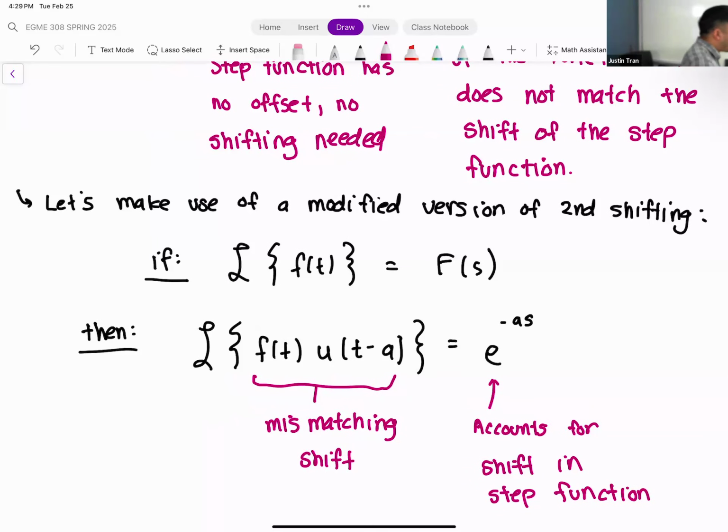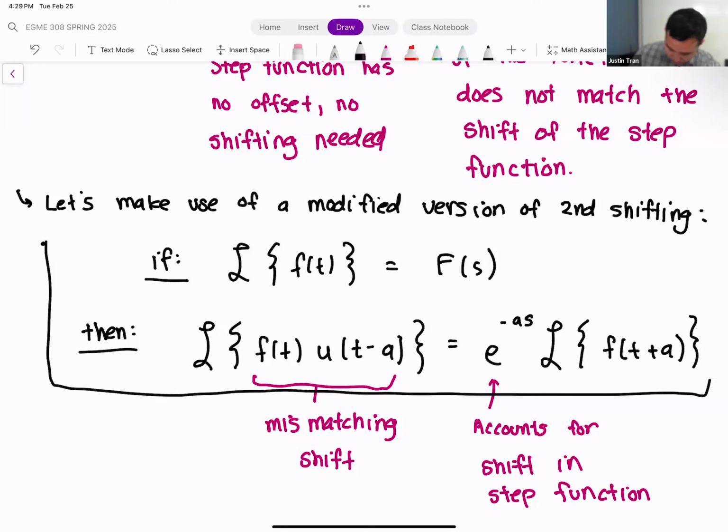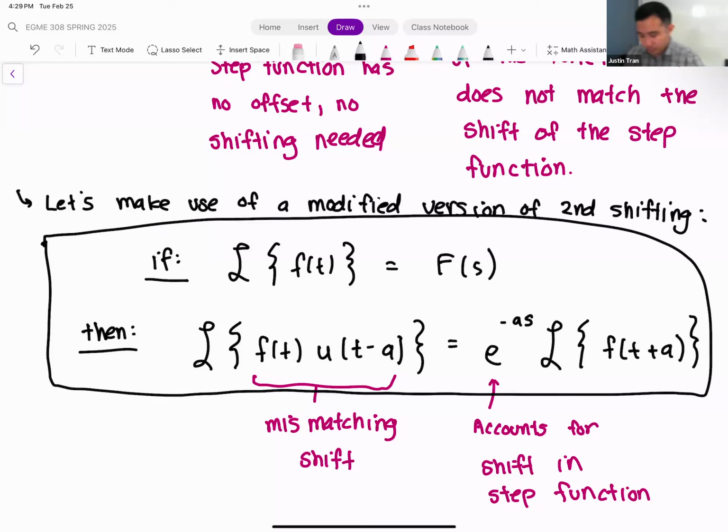We have a shift in the time domain, and that's going to end up being an exponential in the Laplace domain. But the way that you adjust for this is that you apply the opposite shift to f of t. In other words, you're going to multiply this by the Laplace transform of f of t plus a. So with this, we're applying the opposite shift to our function.